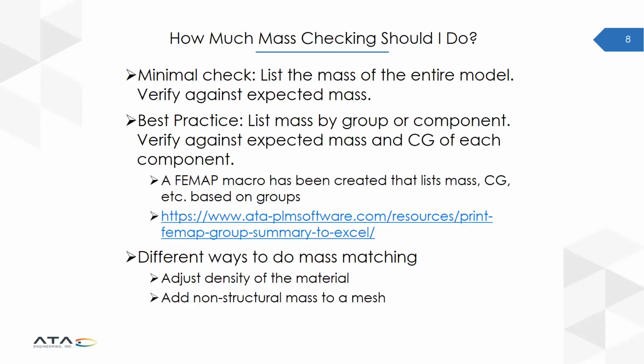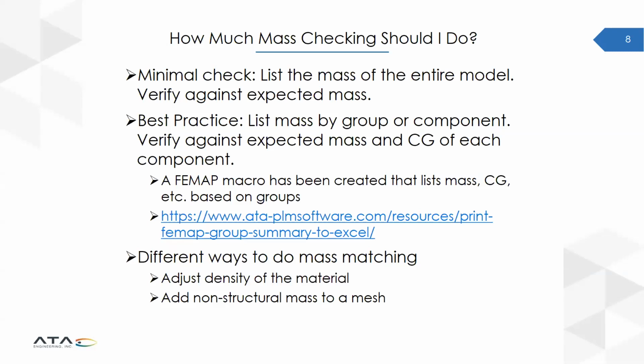So how much mass checking should we do? At the very least, it's recommended to list the mass of your entire FEA model and verify against some expected mass. Like if you have a master equipment list, or a MEL, with the total mass of your actual system, it's good to verify that your finite element model mass matches the expected real life mass of your system. But ideally, you go in deeper and don't just do the whole model, but also each component or subsystem group, and verify the mass of each of those components of your model and compare the mass and the CG to your expected value.